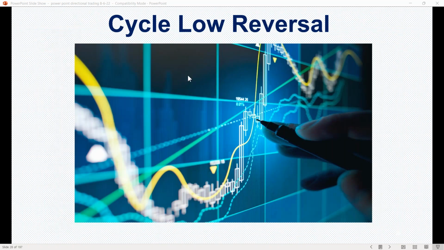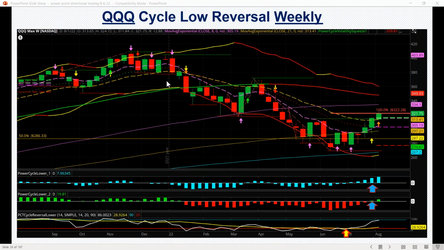Now here's a cycle low reversal. This is where price has gone down hard below all the key areas of moving average support. And that's currently where we are at present. So here's QQQ, and this is a cycle low reversal actually on the weekly. I call the weekly the long term. So we've got a longer term cycle reversal for QQQ, the NASDAQ 100.